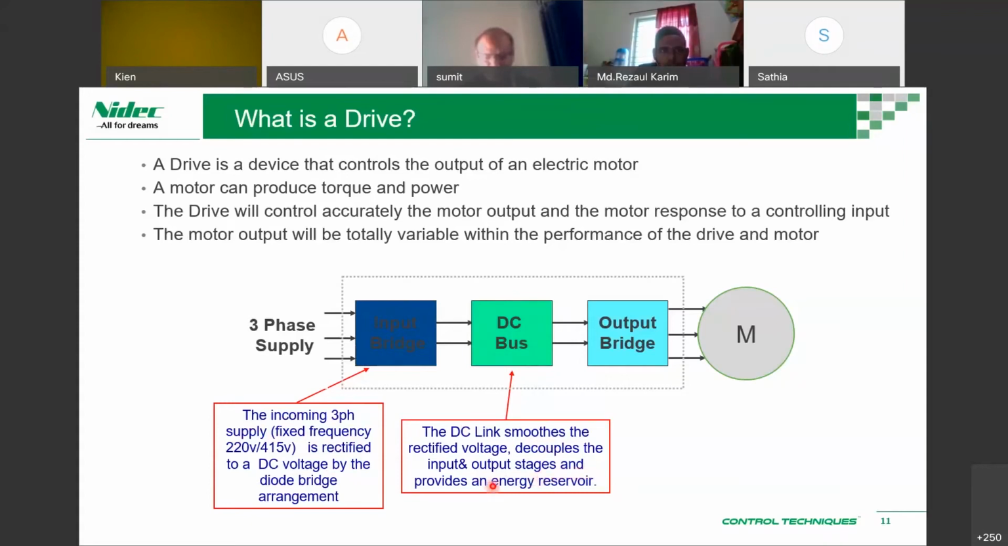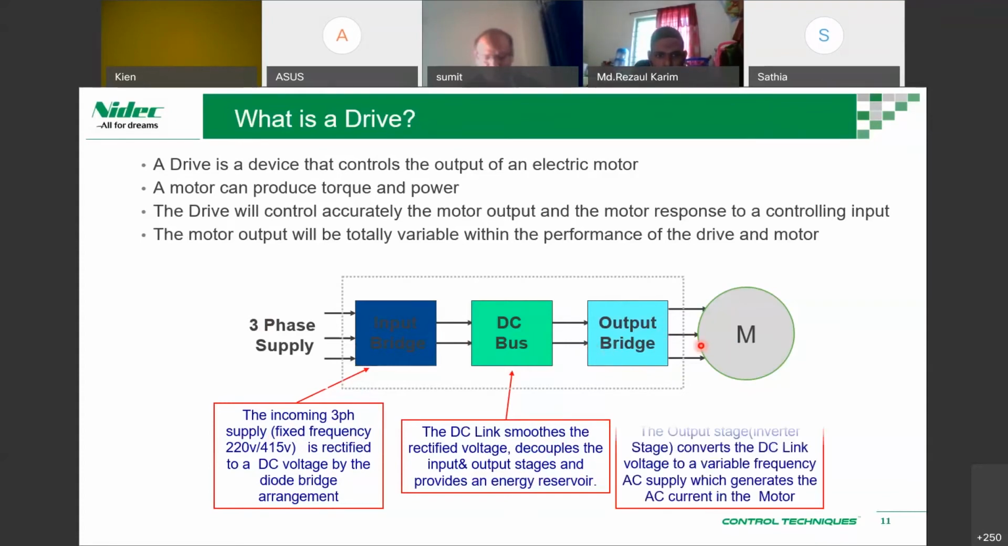And provides an energy reservoir. So this becomes our reservoir, and then we use the output bridge to switch that out as AC. So the output stage, the inverter stage, converts the DC link into a variable frequency AC supply, which in turn generates AC current in the motor.